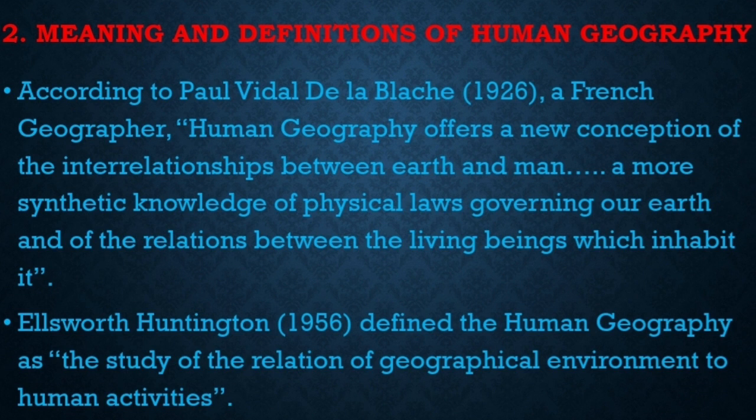Ellsworth Huntington defined human geography as the study of the relation of geographical environment to human activities. Human geography is the second major branch of geography that emphasizes the study of the interrelationships between the physical environment and the socio-cultural environment created by human beings through mutual interaction with each other. In other words, human geography is the study of interrelationships between people, place, and environment, and how these vary spatially and temporally between locations.